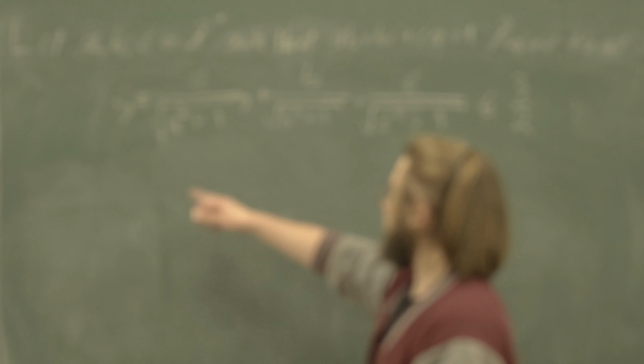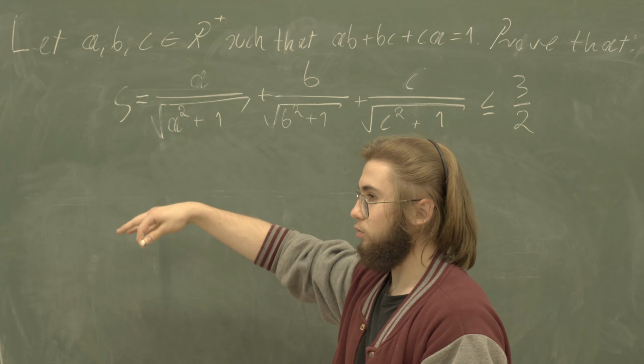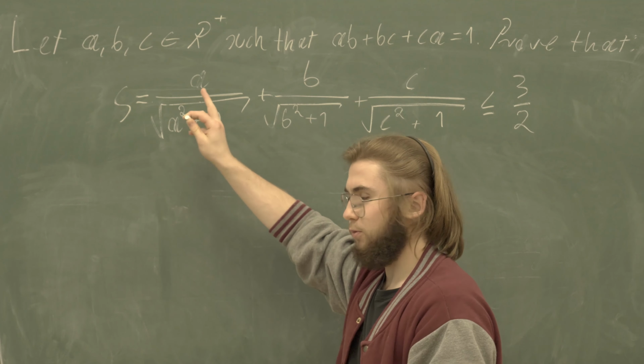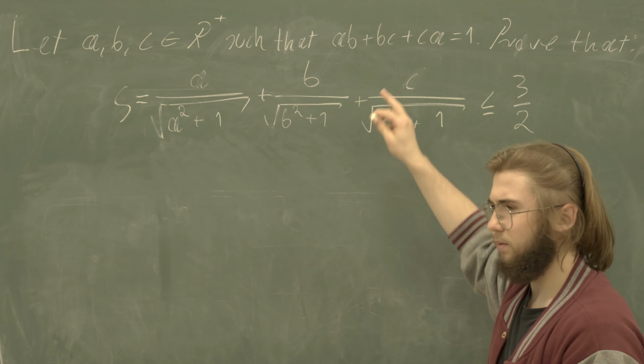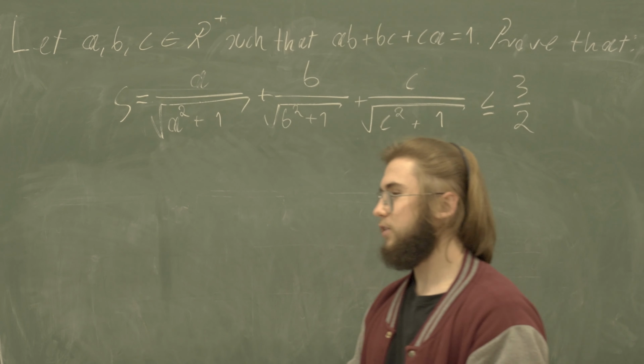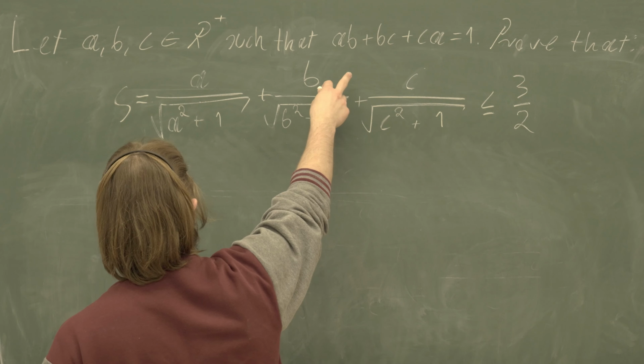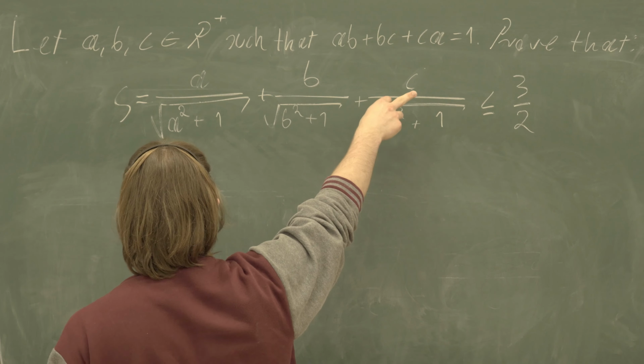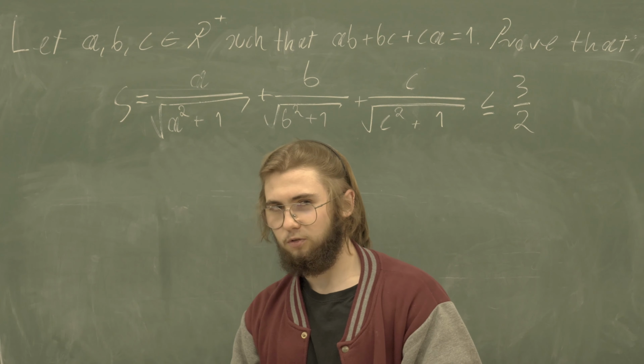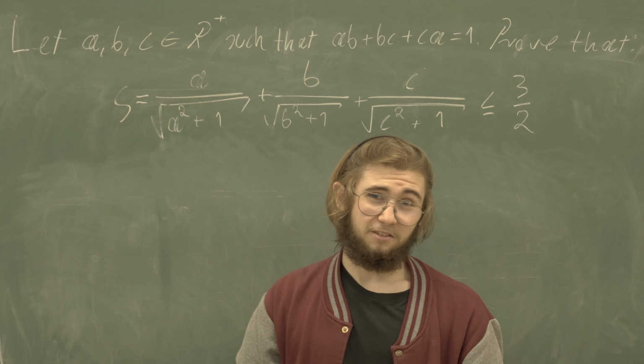Well, I'm thinking here, under those square roots, in those denominators, we have those plus 1s. So plus 1 here, plus 1 here, plus 1 here. And we also have this nice constraint that 1 is equal to A times B plus B times C plus C times A. So maybe we could somehow use this to rewrite those denominators some way. Actually, we can use it.